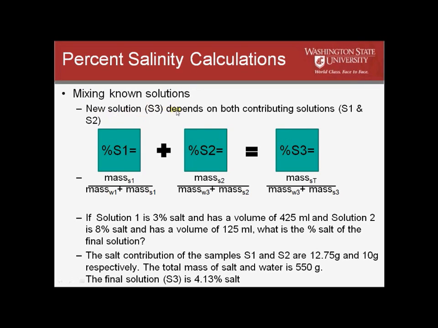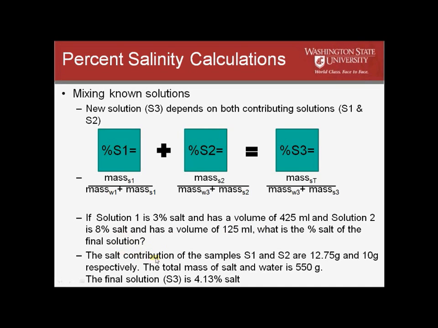And so a new solution would depend on both contributing solutions. Solution 1 is going to have its own mass and percent saline calculation. Same thing with the second solution. The combined solution becomes the mix of both. So if solution 1 is 3% salt and has a volume of 425 milliliters, and solution 2 is 8% salt and has a volume of 125 milliliters, what's the percent salt in the final solution?